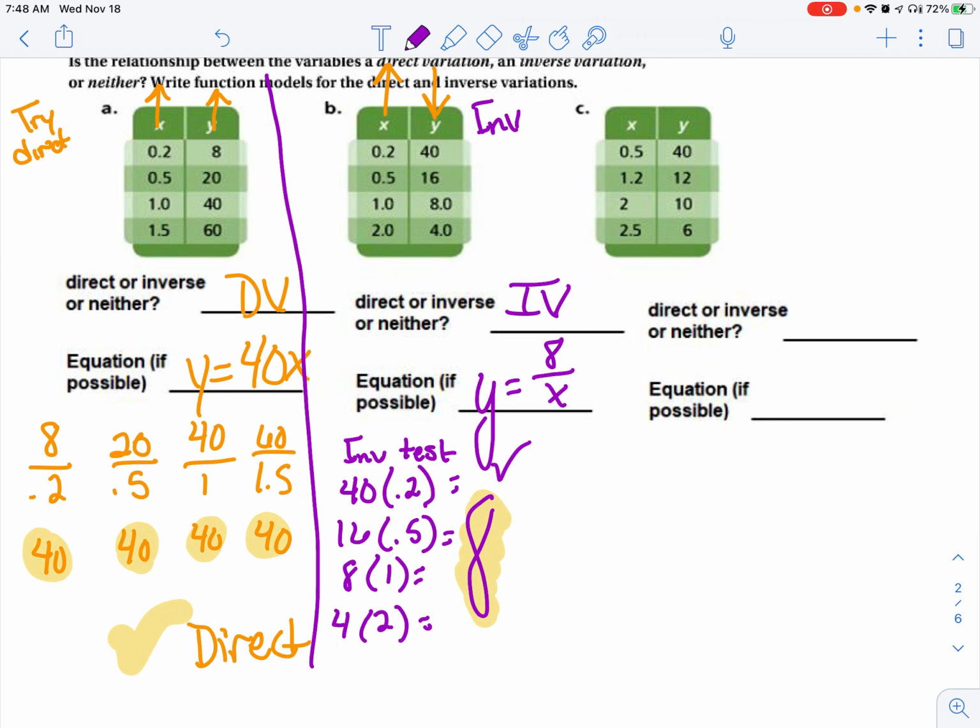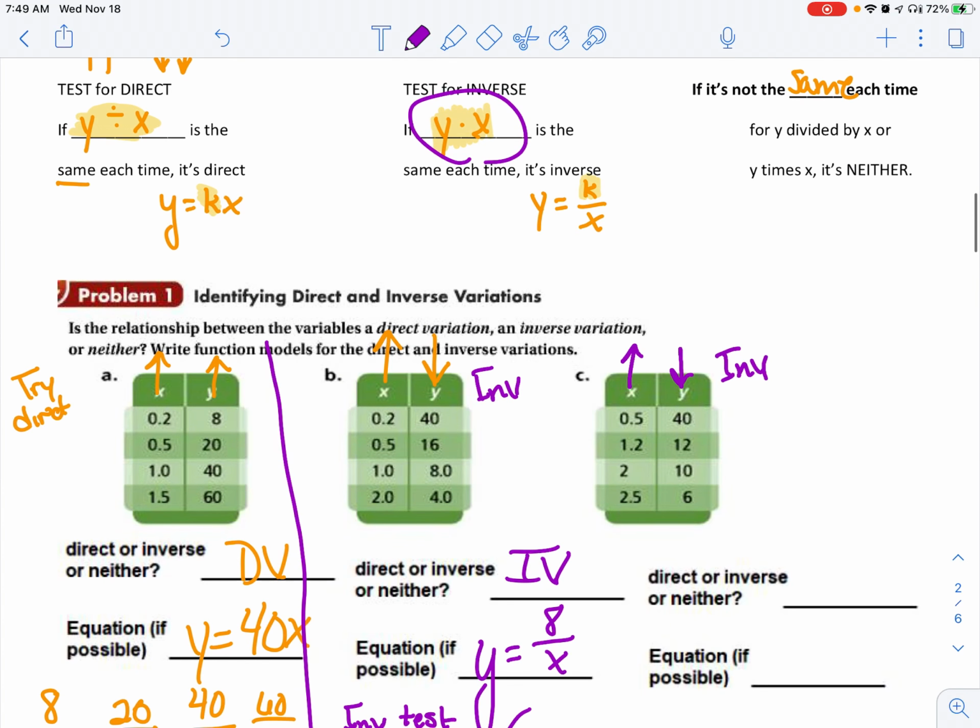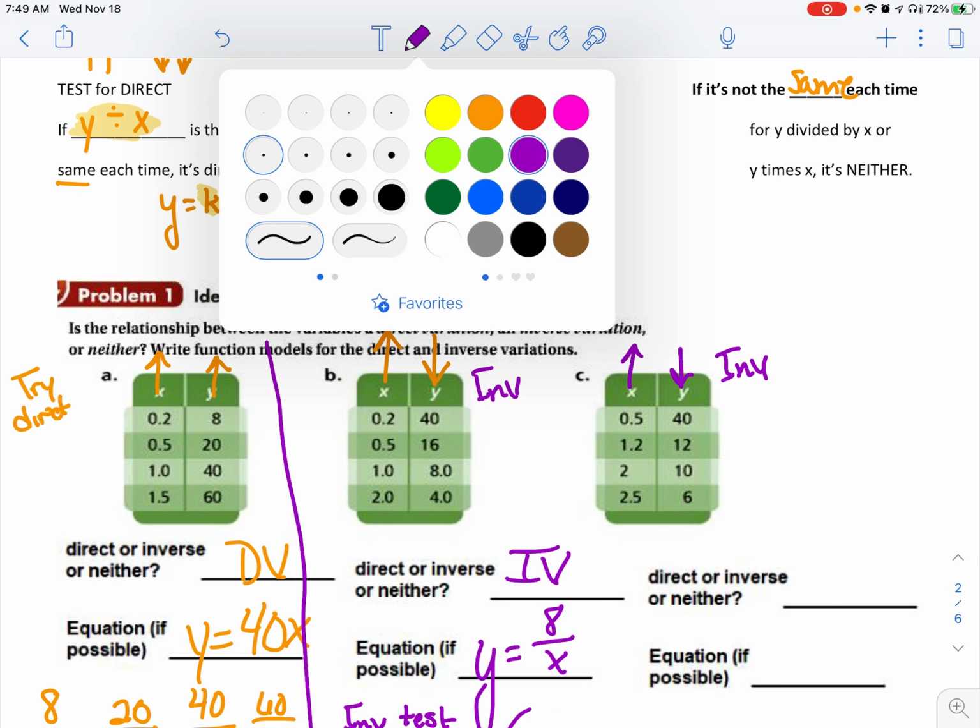All right, let's take a look at part C. What I'm going to notice is I got all positives, so I don't have to worry about that absolute value business. As the x's are going up, the y's are going down. So I'm going to try it for inverse. Inverse says to take my y's and multiply them by my x's.